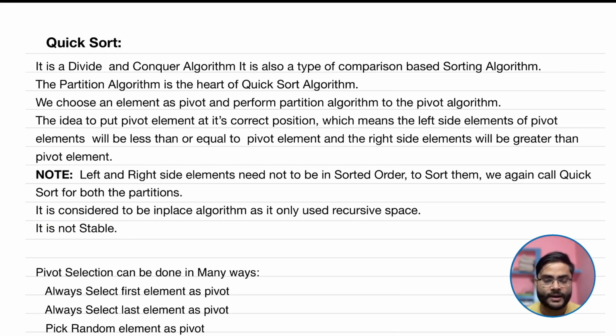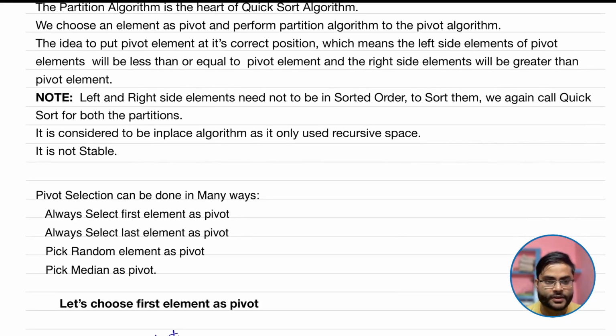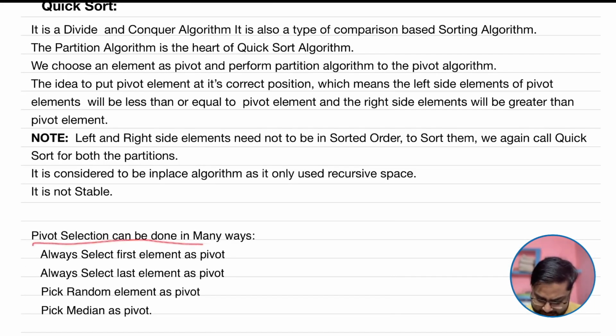Now let's come to pivot selection. We can select the pivot in many ways, whatever way you want: select the first element as pivot, select the last element as pivot, select a random element as pivot, select the median as pivot. Pivot selection is nothing but selecting an element from the array and putting it in the correct position. We will see the first element as a pivot and the last element as a pivot, so we will do quicksort using these two methods, right?